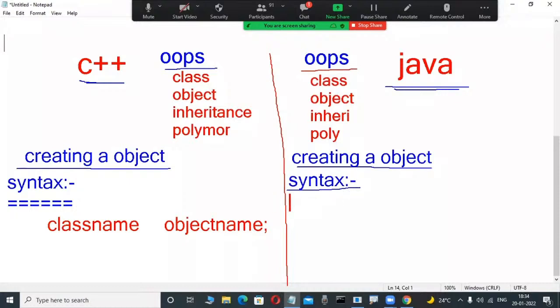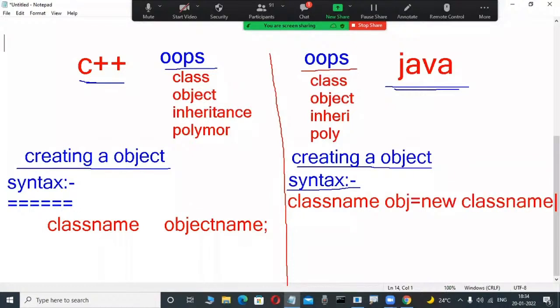And now some fellows are telling correct. Class name, object name is equal to new class constructor. Is some other syntax there or not? Yes, observe here. That's why these two languages are syntactically different or same? Different. Syntactically different. Conceptually, OOPs concepts are same, but syntactically different. And also functions are totally different.